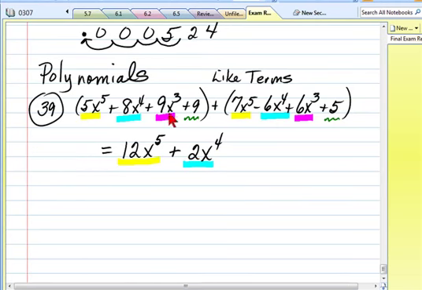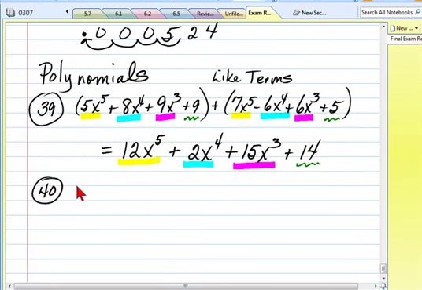All right, now with the x to the thirds, I have 9x to the 3rd and 6x to the 3rd for 15x to the 3rd, purple, and I have 14 in the constants. Is that okay? All right. Number 40 goes under the same set of instructions.